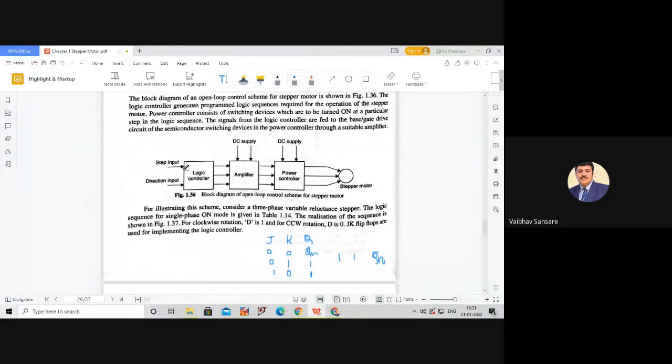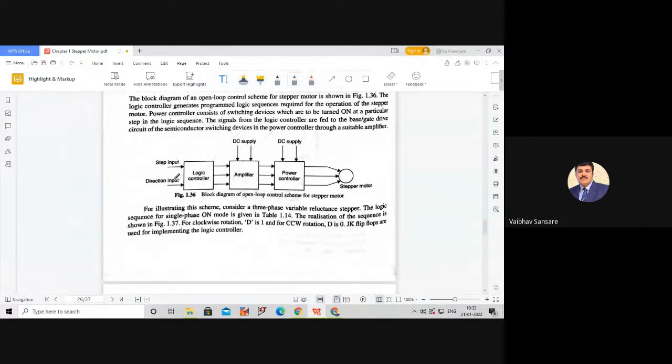So this logic controller is generally a combination of these JK flip-flops, AND gates and OR gates. Depending upon the inputs provided to the JK flip-flops and the inputs provided to the AND gate and OR gate, the excitation pulse is initiated for the particular phase. And to provide this excitation pulse for the particular phase, we require two inputs for the logic controller circuitry.